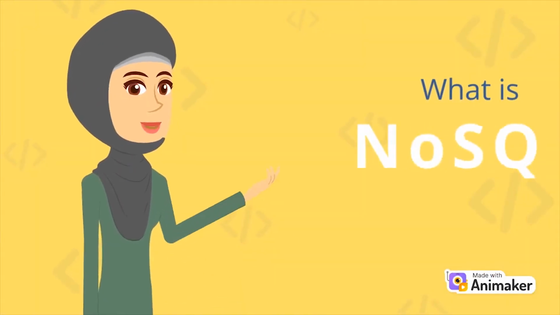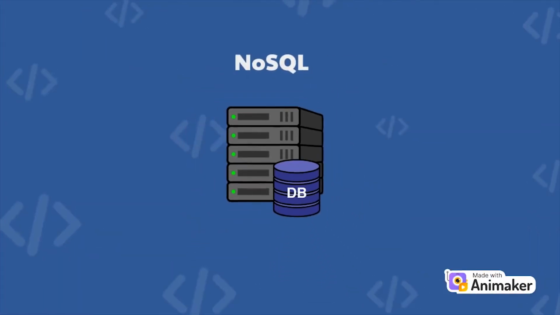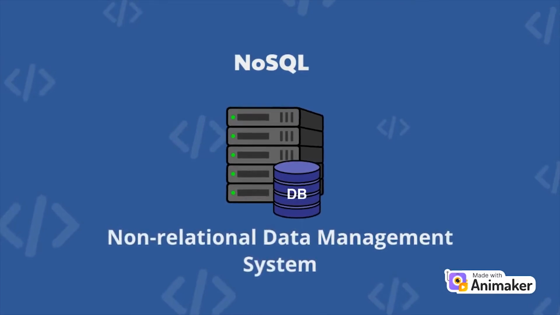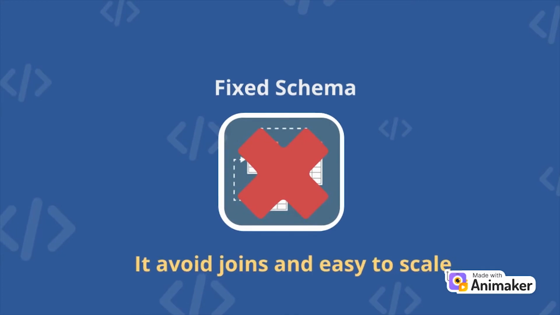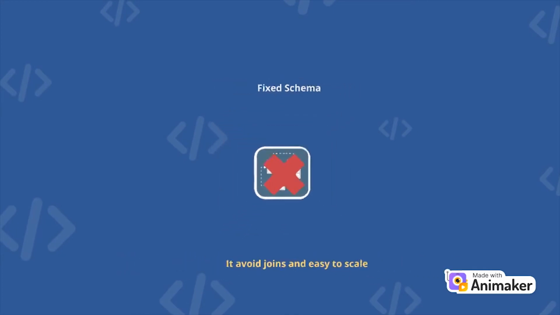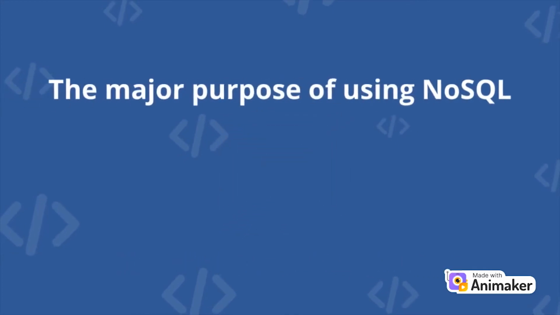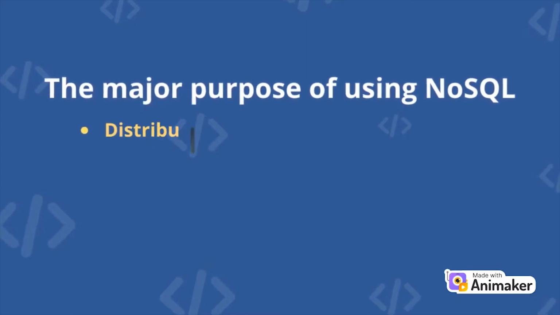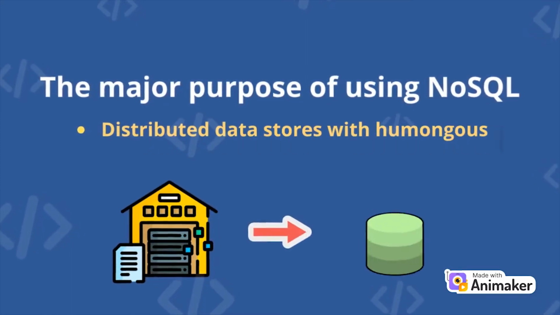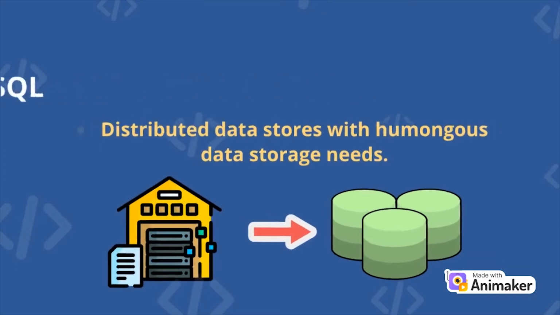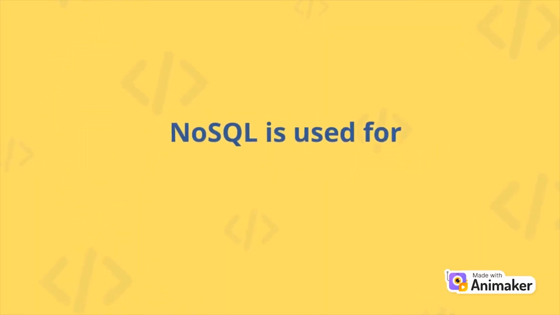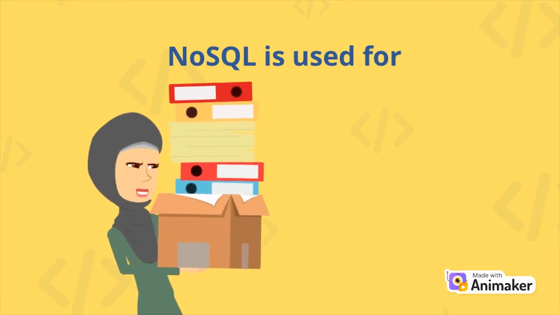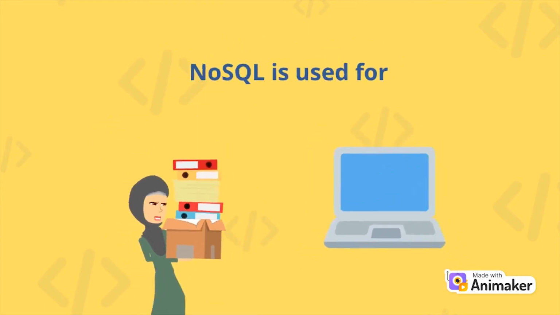And what about NoSQL? A NoSQL database is a non-relational data management system that does not require a fixed schema, avoids joins, and is easy to scale. The major purpose of using a NoSQL database is for distributed data stores with humongous data storage needs. What is NoSQL used for? NoSQL is used for big data and real-time web apps.